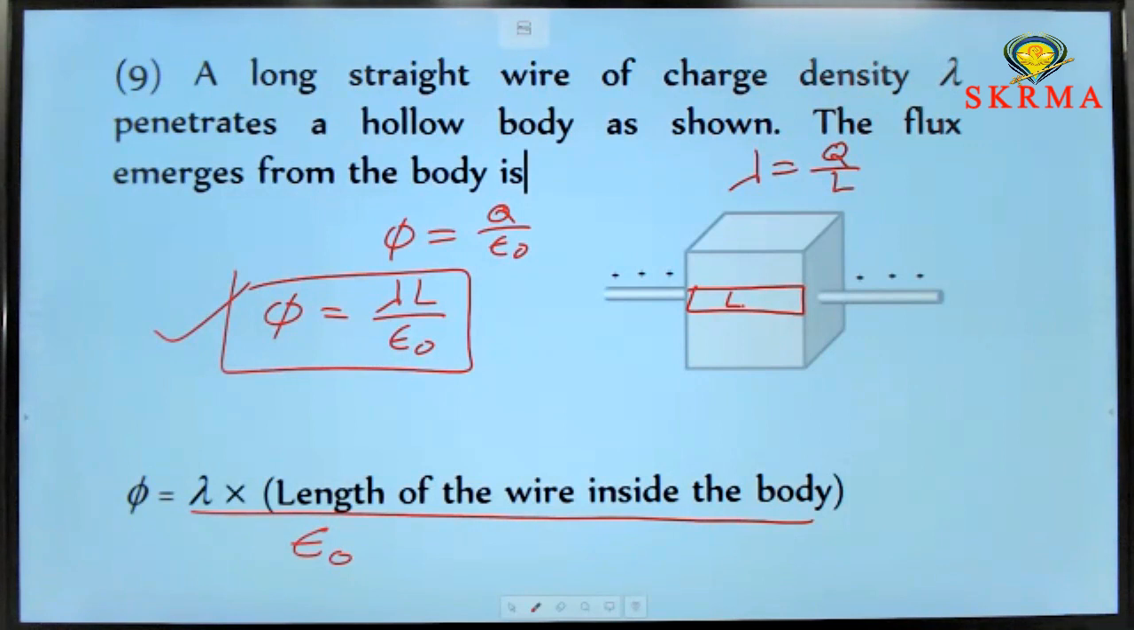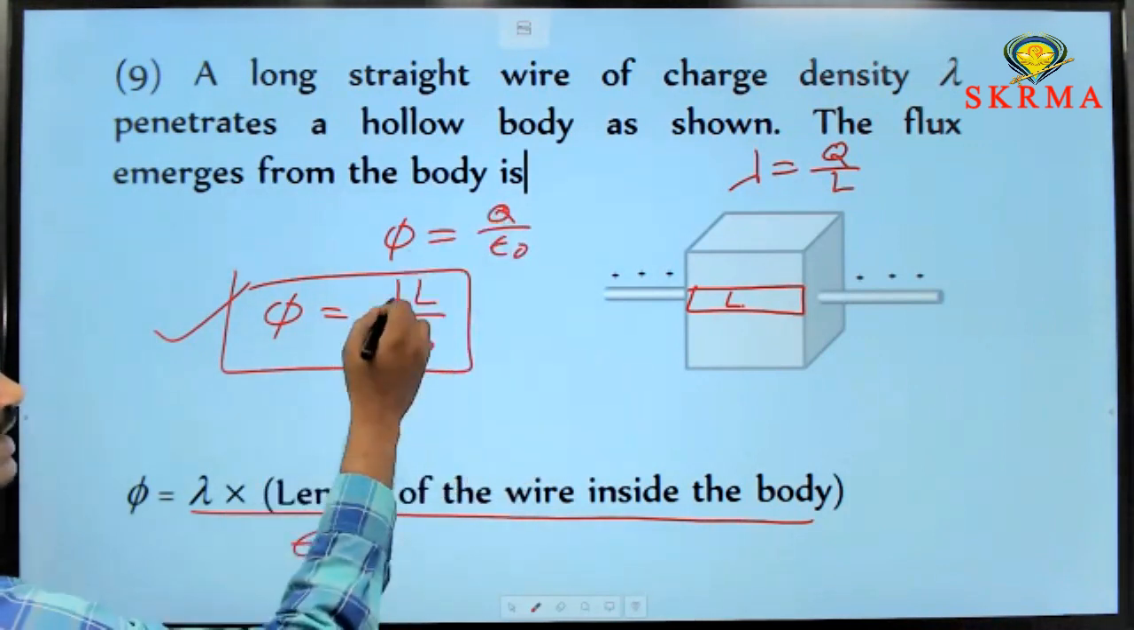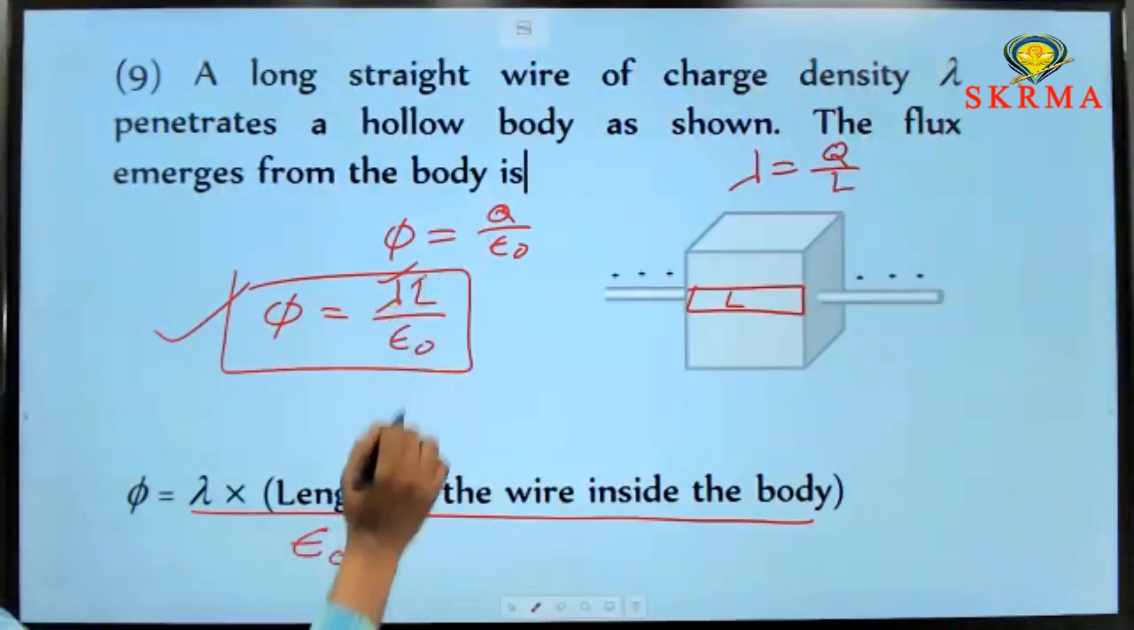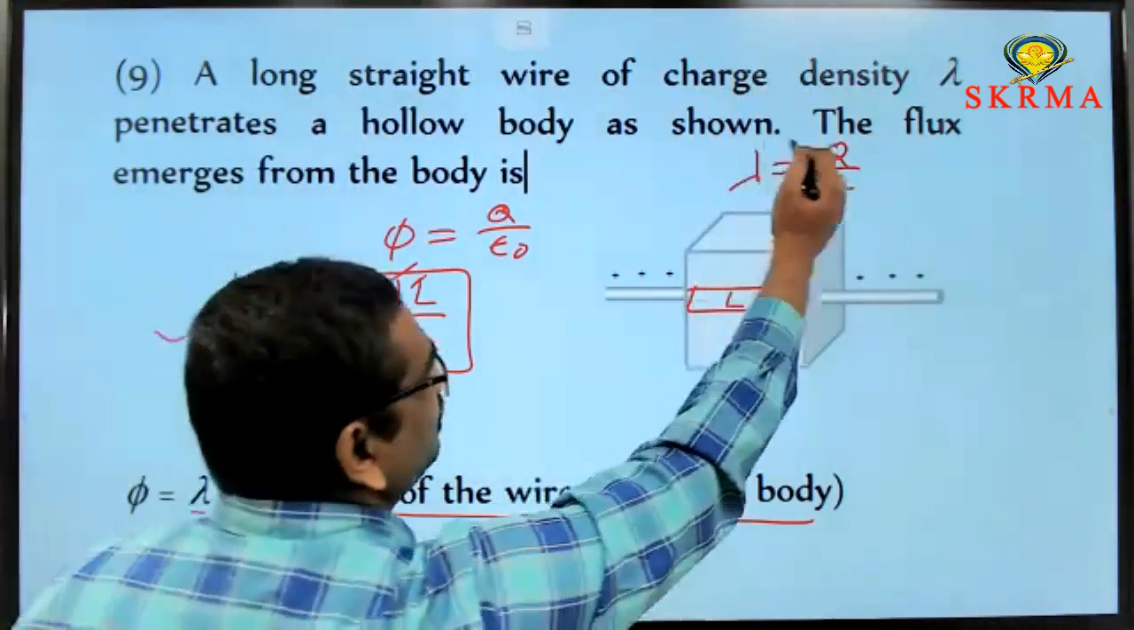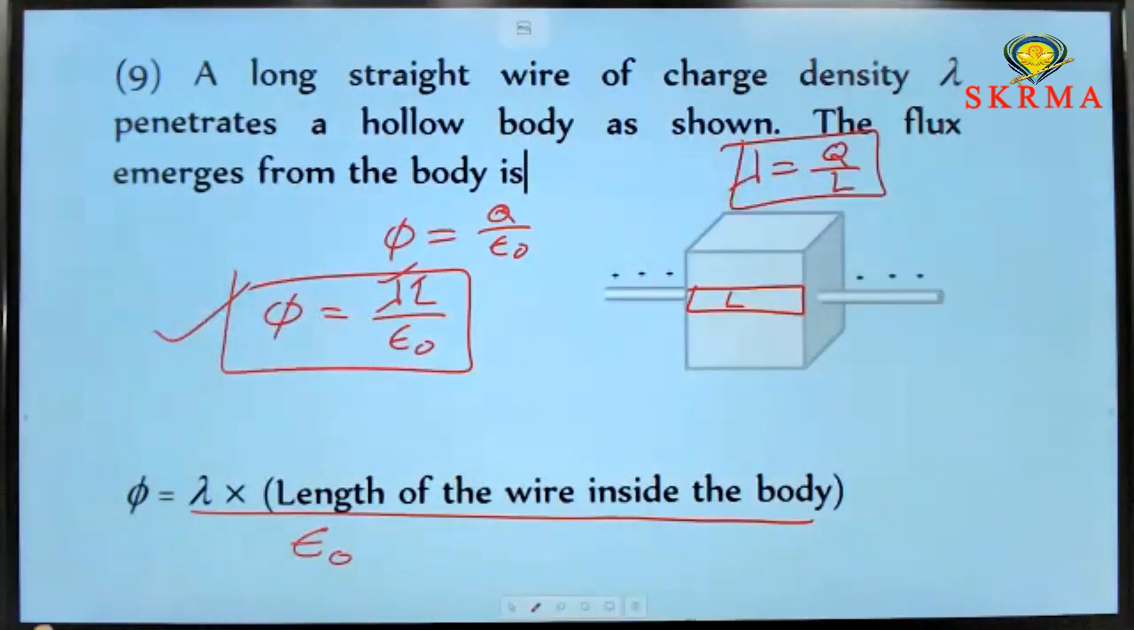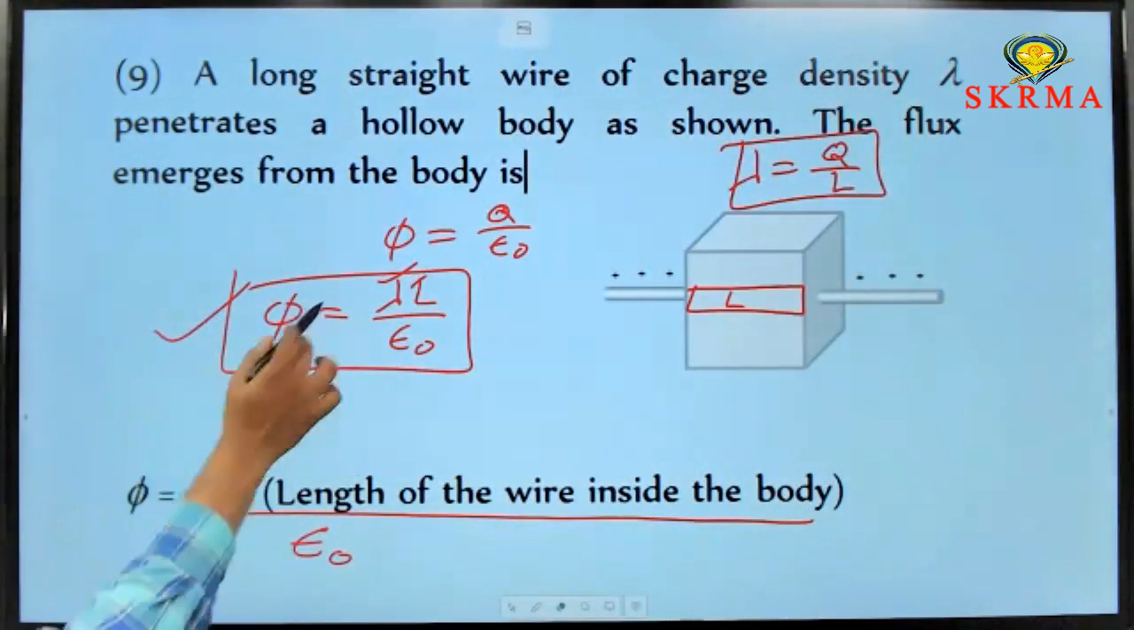Is this clear or not? So the flux passing through this type of body: the charge can be written as charge per unit length into length. Just replace the charge with lambda. What is the formula for lambda? Lambda equals Q by L. From that, Q can be written as lambda into L.